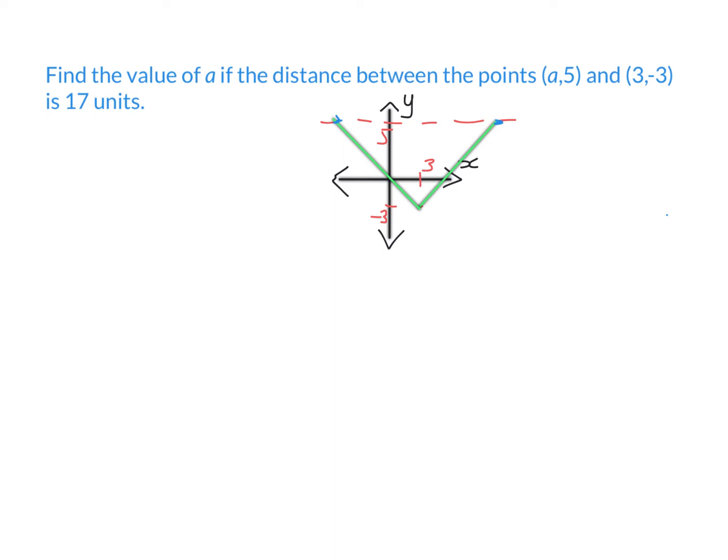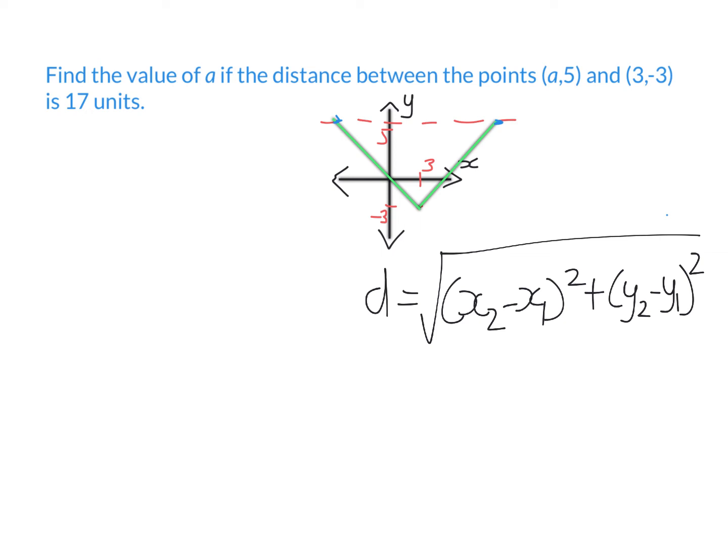So let's use the formula that we found on the previous slide. So this is the formula. We're going to substitute everything we know. So firstly, we know the distance is 17 units. So we know that the x-coordinate of the first point is a and the x-coordinate of the second point is 3. So similarly, we know that the y-coordinate of the second point is negative 3 and the y-coordinate of the first point is 5. So now it's just a matter of solving this equation for a.